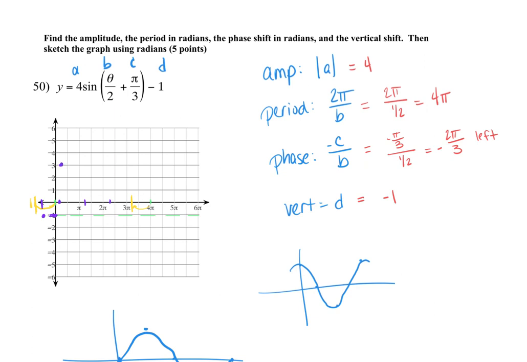And my halfway point, I'm going to be back at my midline. At my 3/4 mark, I'm going to go 4 down from my midline. My midline's -1. Then I am going to go all the way down to -5. And then when I get back to my ending, I'm going to end back at my midline. And so it's going to look something like this. And then of course it would keep going.